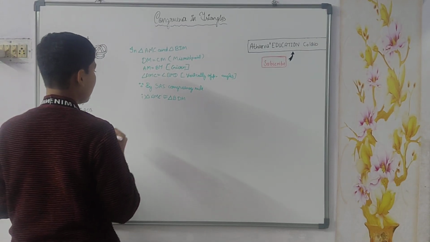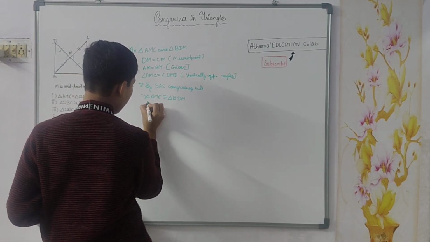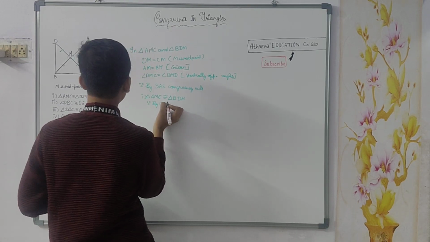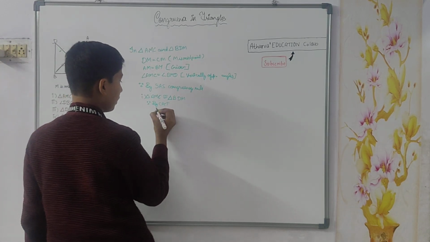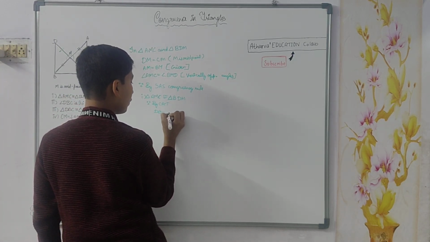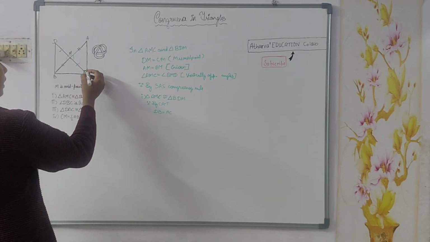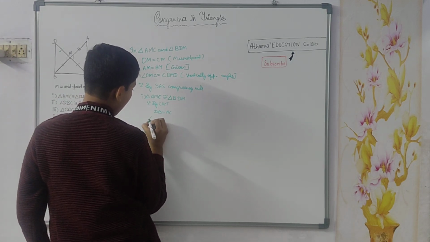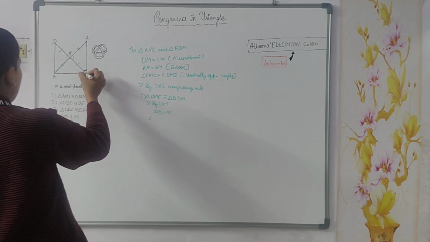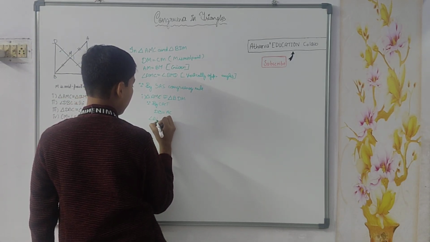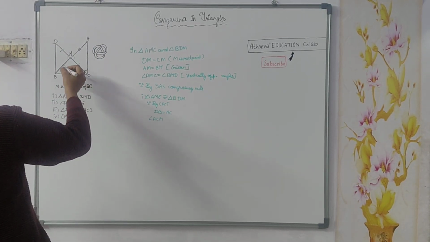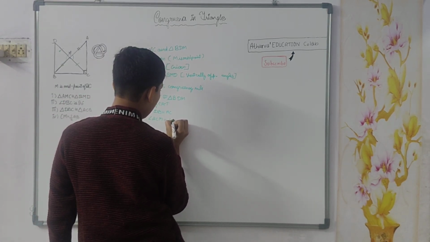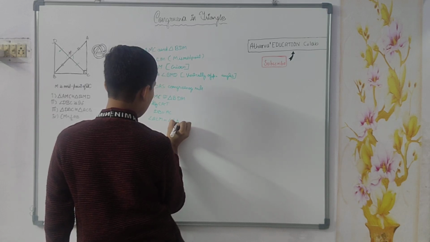Okay. Now, therefore, by CPCT, DB equal to AC, and angle ACM equal to angle BDM.